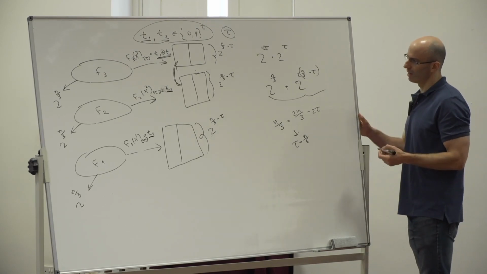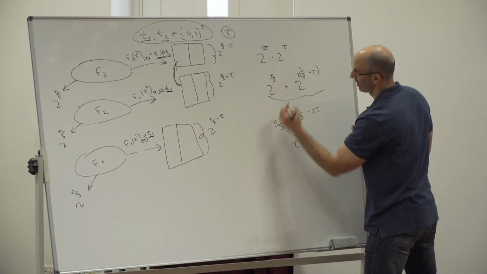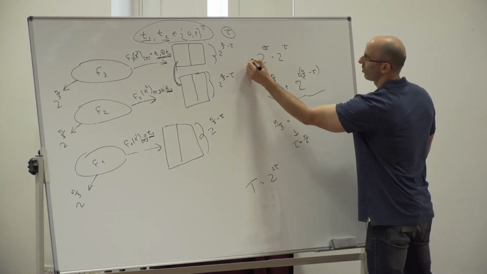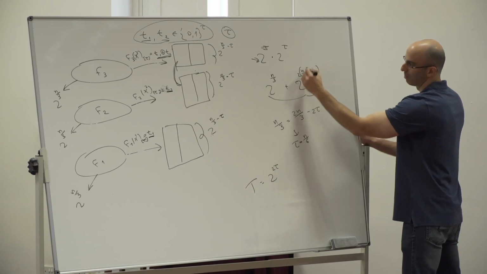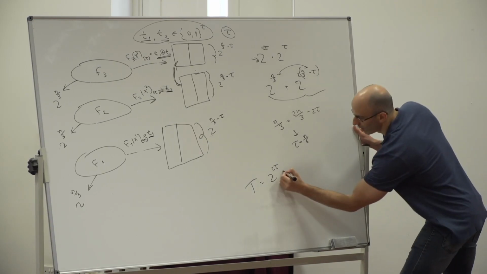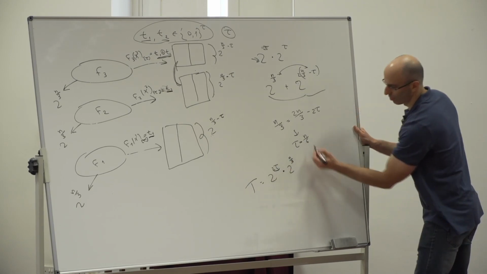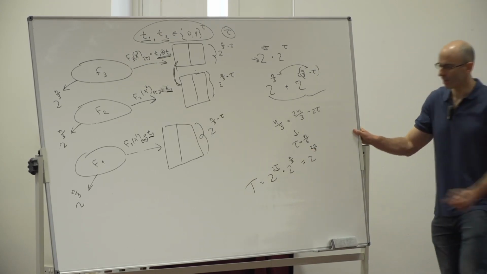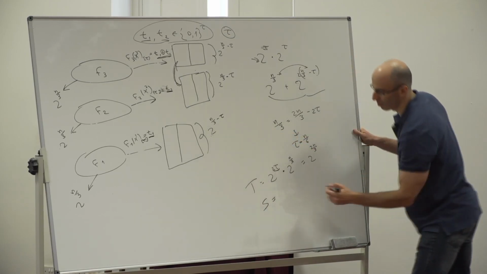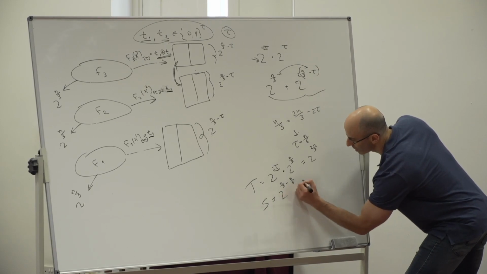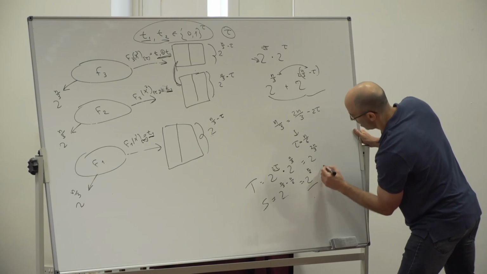And what's the time complexity? Well, the total time complexity is 2 to the 2 tau because of this outer loop, times, because these two are equal, 2 to the n over 3. And tau is equal to n over 6, so it's 2 to the 2n over 3. That's the time complexity. And the space complexity, well, it's just building these tables. It's 2 to the n over 3 minus n over 6, so it's 2 to the n over 6.